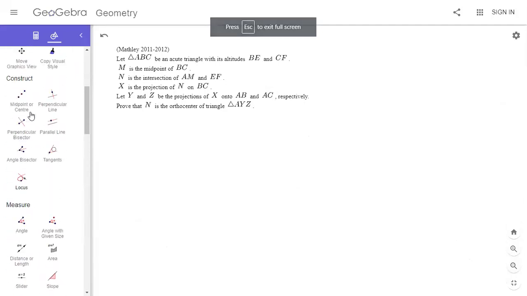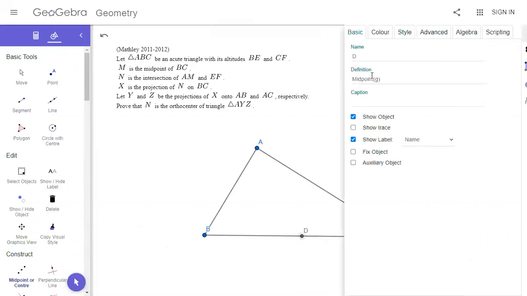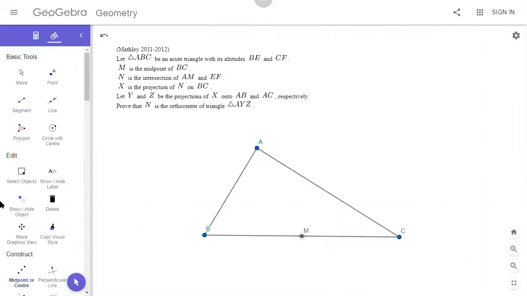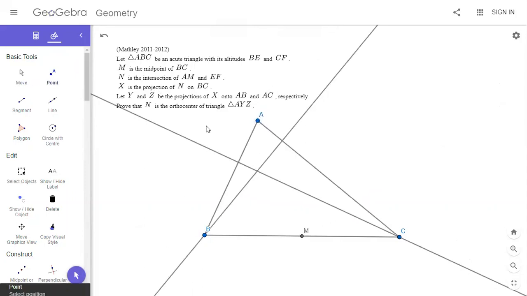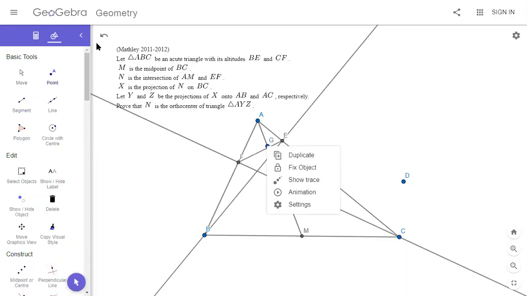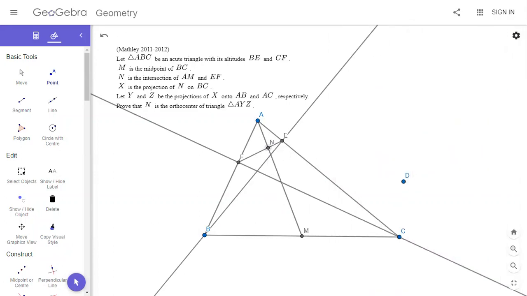So ABC is a triangle with altitudes BE and CF. M is the midpoint of BC. I'm going to draw M first. I'm going to draw the altitudes, BE and CF. N is the intersection of AM and EF. That's N. Whoops. X is the projection of N onto BC.